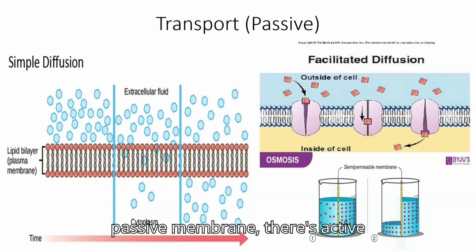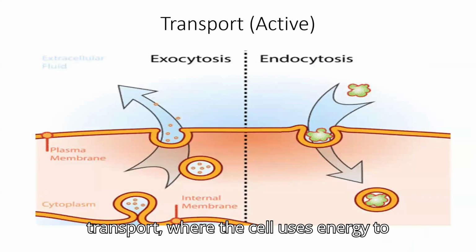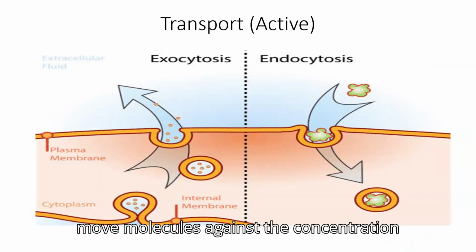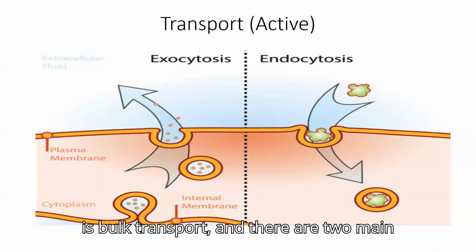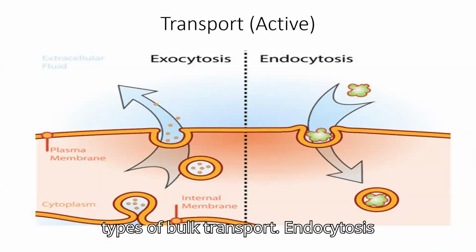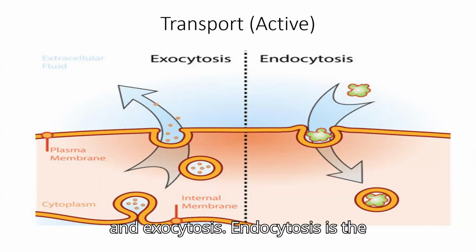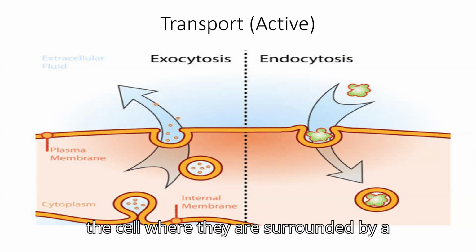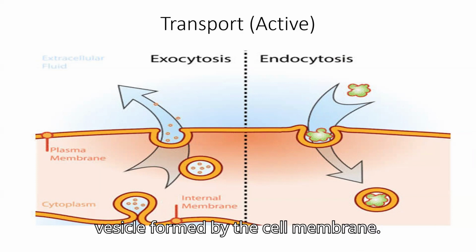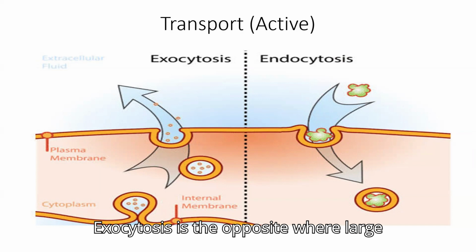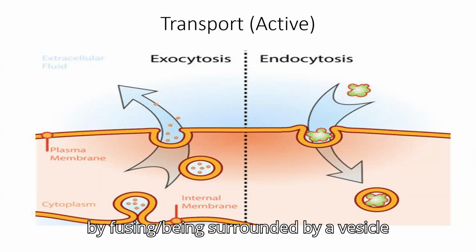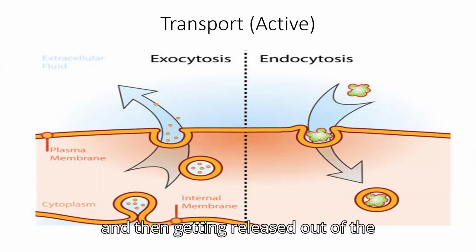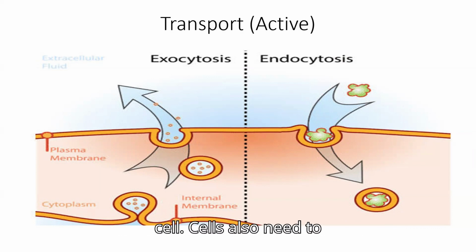In contrast to passive transport, there's active transport, where the cell uses energy to move molecules against the concentration gradient. An example of active transport is bulk transport. And there are 2 main types of bulk transport, endocytosis and exocytosis. Endocytosis is the process by which large molecules enter the cell, where they are surrounded by a vesicle formed by the cell membrane. Exocytosis is the opposite, where large molecules or waste products exit the cell by being surrounded by a vesicle and then released outside the cell.